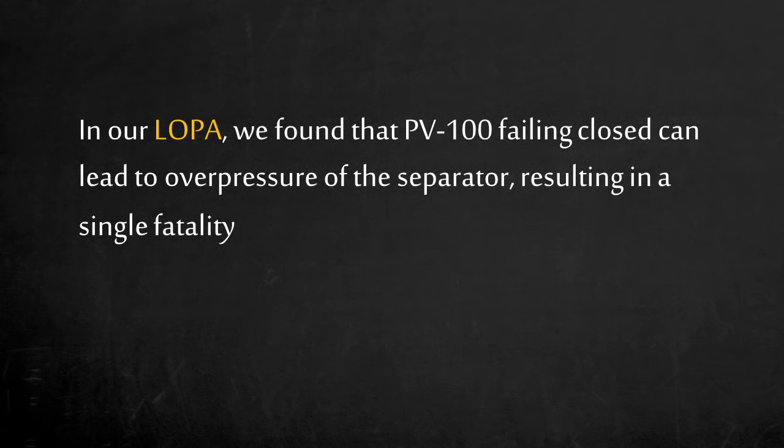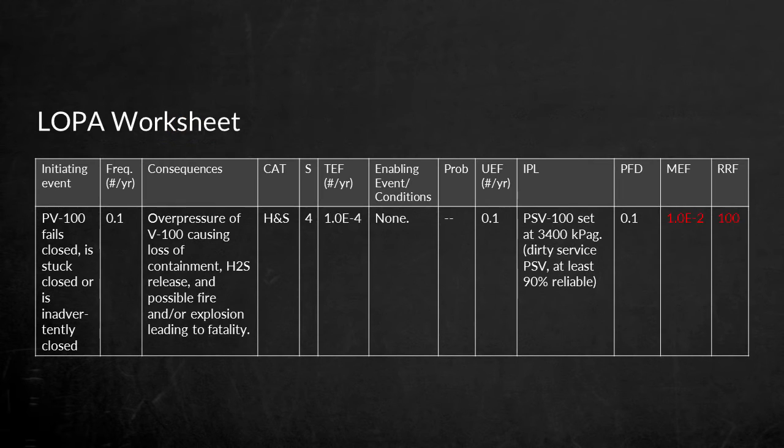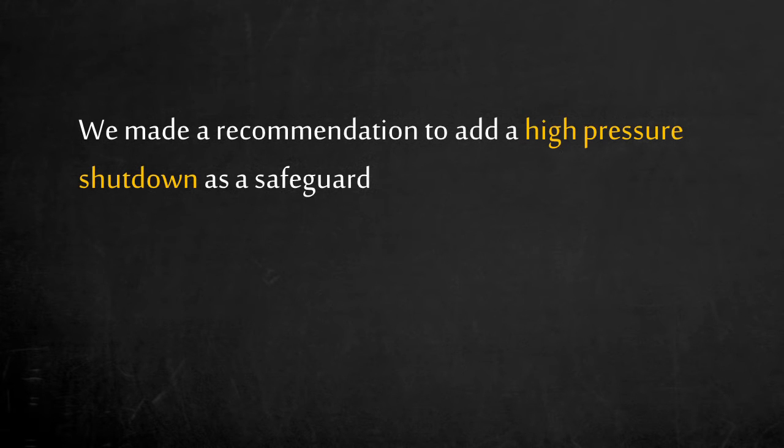From our LOPA, we found that the vessel can overpressure if PV100 failed closed, and it can result in a single fatality. Our tolerable frequency is 0.01% chance per year. The LOPA concluded that this scenario was 100 times more likely to occur than our tolerable frequency, even with the PSV in place. This is unacceptable. The additional risk reduction factor of 100 is required. To further reduce the likelihood of the vessel overpressuring, we made a recommendation to add a high-pressure shutdown as a safeguard.